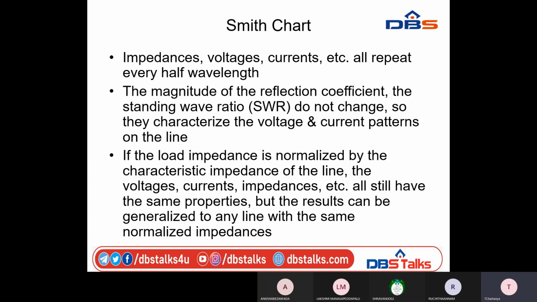See, first of all, what is a Smith chart? And through this, what are we going to find? Impedances, voltages, currents all repeat every half wavelength, which means that impedance, voltage, currents and remaining parameters all repeat every half of the wavelength. So the magnitude of the reflection coefficient and standing wave ratio SWR do not change. So they characterize the voltage and current pattern on the line.